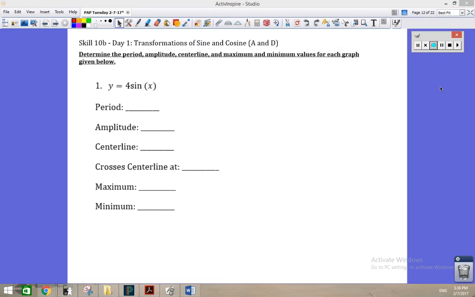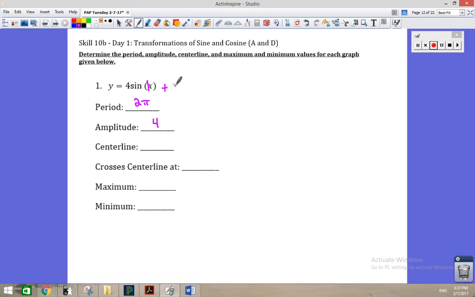All right, so let's take a look at these homework problems from Skill 10B. If it's a sine or cosine function, and if the coefficient in front of x is 1, the period is going to be 2 pi. If I look here, the multiplier in front is going to be the amplitude, and it's actually the absolute value of that. This amplitude and the period will always be positive values.